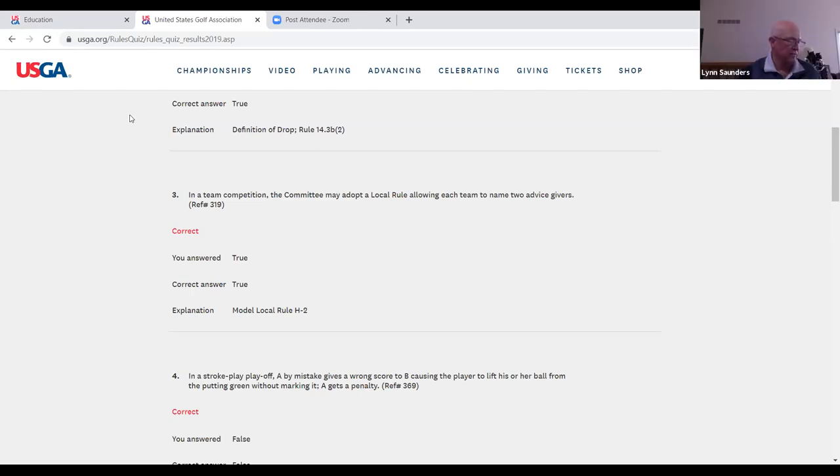As an example, restriction on where it says that the advice giver cannot be a player during his or her round. Right. So he couldn't do it during his round, but once he was done with his round, he could then be back as the captain and giving advice. Okay, that's correct, yeah.